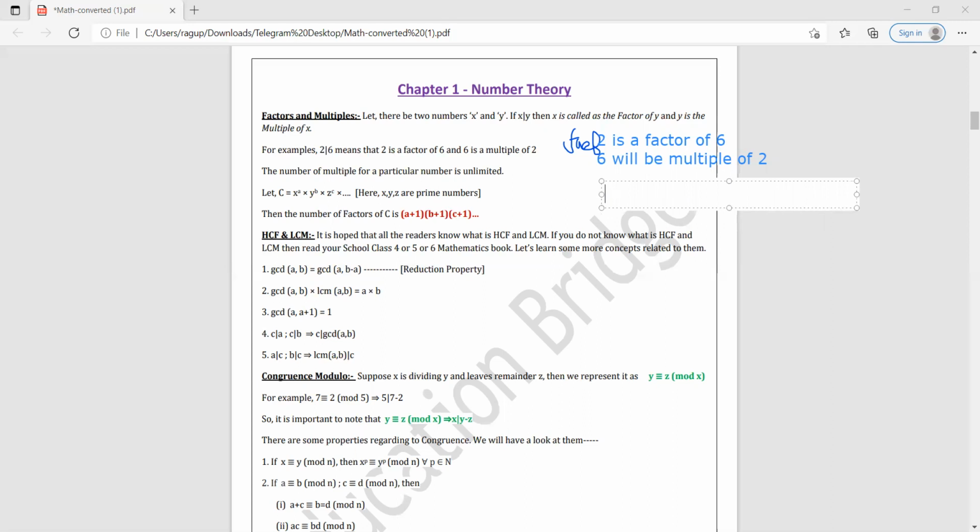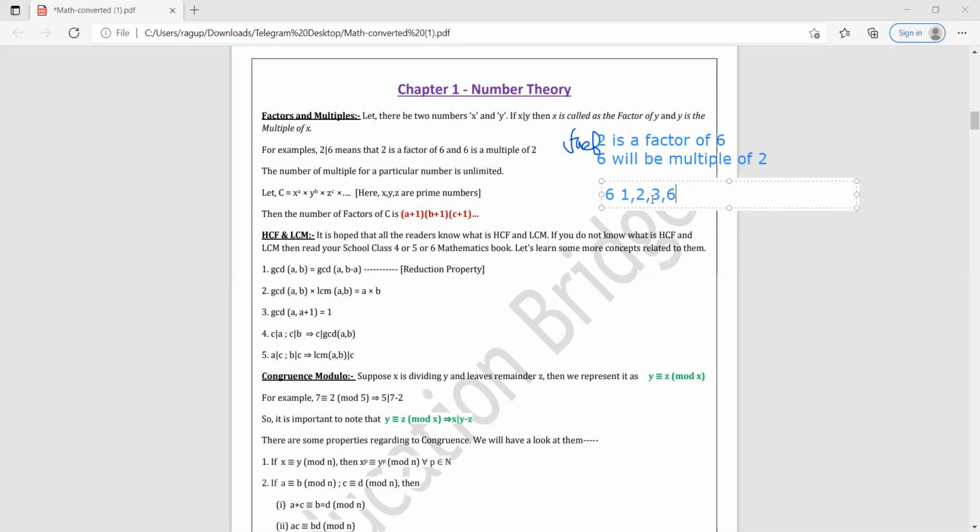What this means is basically that for 6 the factors are 1, 2, 3, 6. So there are 4 factors. So what this theorem is telling us is a way to calculate the number of factors in a very fast way.